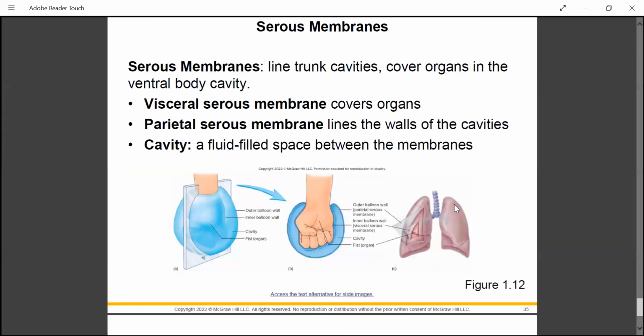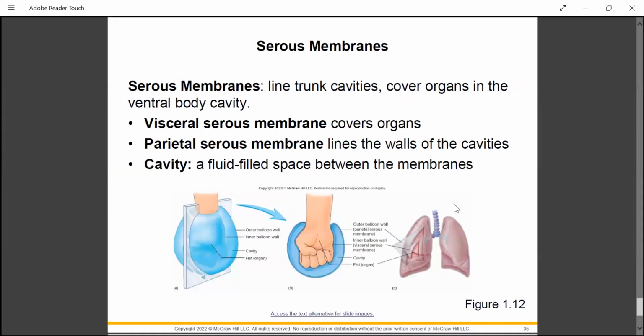All right, last slide, last concept for chapter 1. I know it's a lot to start with. It is our serous membrane. We'll talk about this multiple times throughout the semester when we dive into our specific organ systems. But a serous membrane is a membrane that lines the trunk cavities. It covers the organs in our ventral body cavity. So our lungs, our heart, multiple organs have these serous membranes on them.